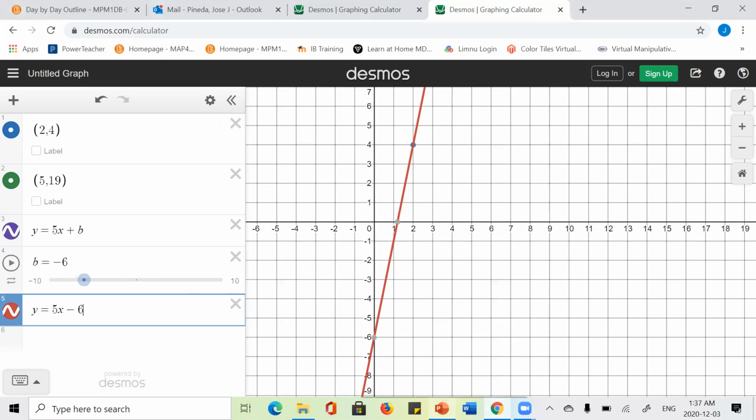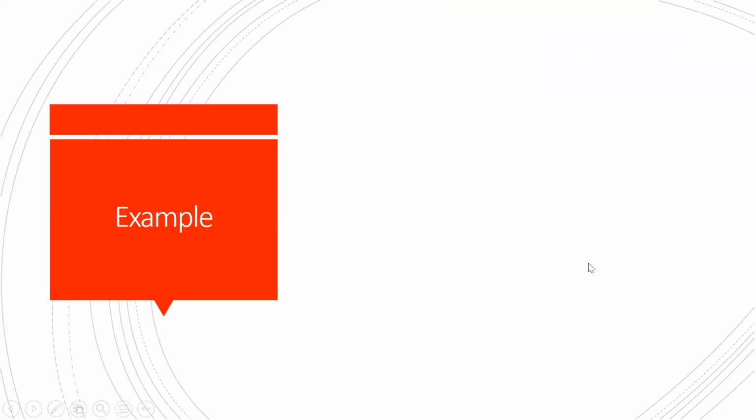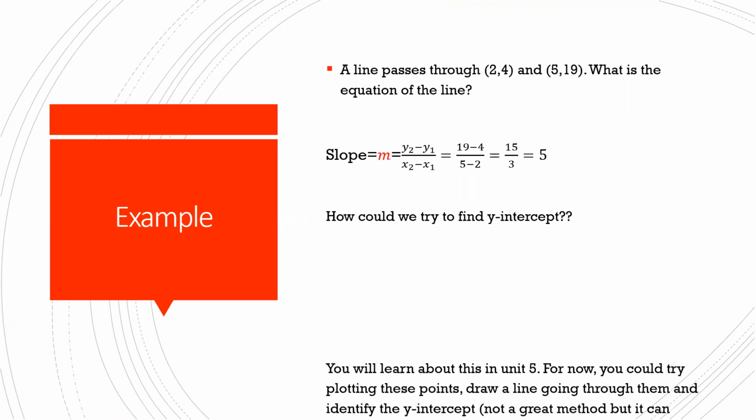So I showed you 2 different ways to do it. So technology, graphing by hand. Graphing by hand is going to be a bit tough because we're human. We probably will make mistakes. Another way you could do this is using a little bit of algebraic reasoning.